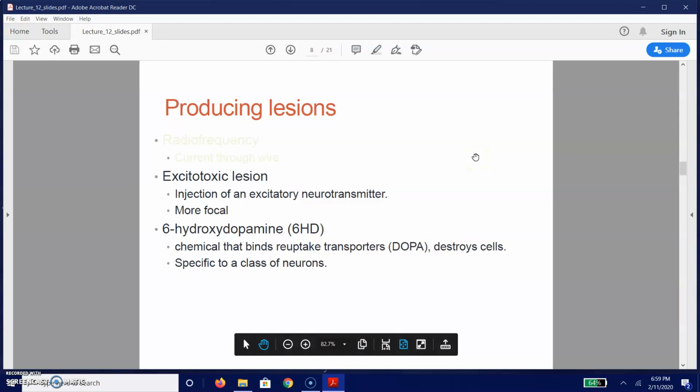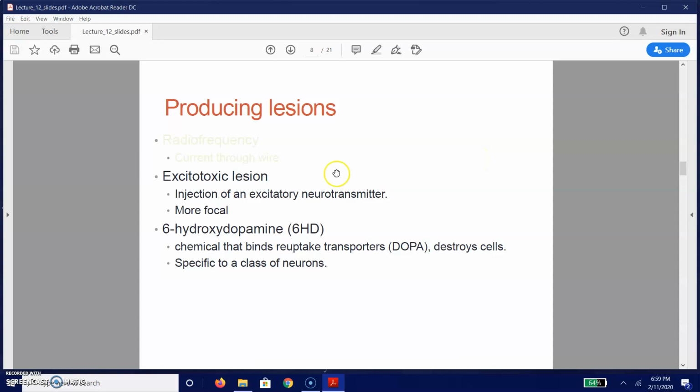The other thing that we can actually do is something called an excitotoxic lesion. This allows you to be more precise. So what you do is you inject through a very narrow tube that we call a cannula. We usually will inject an excitatory amino acid neurotransmitter, something kind of like glutamate, but not actually glutamate, but it will bind the glutamate receptors. And because of that, that will produce EPSPs, but at a rate that actually ends up destroying the cells.